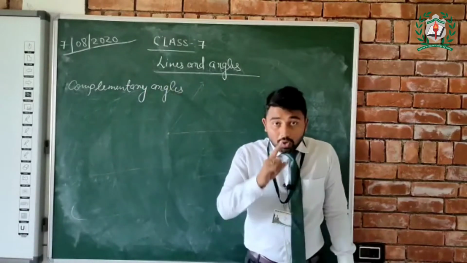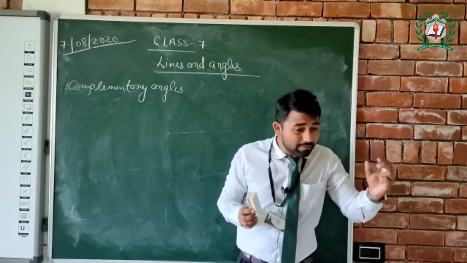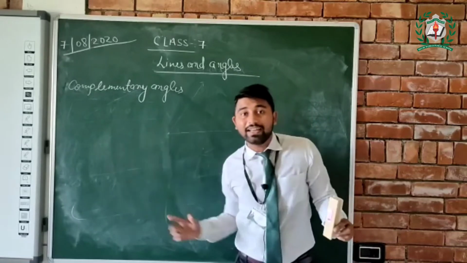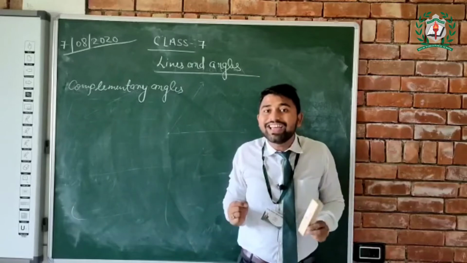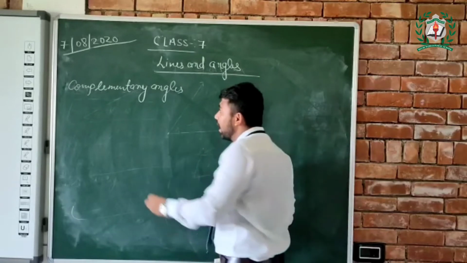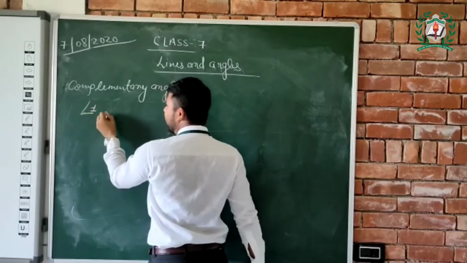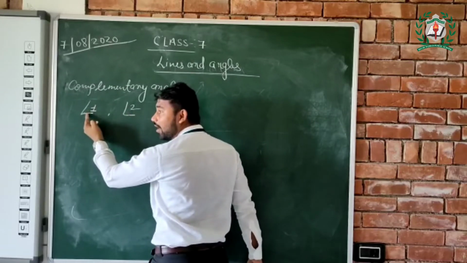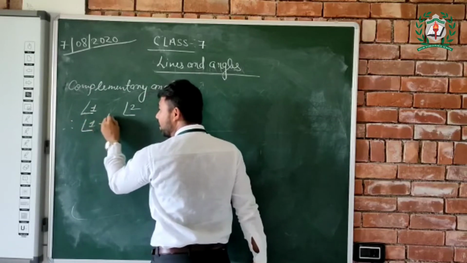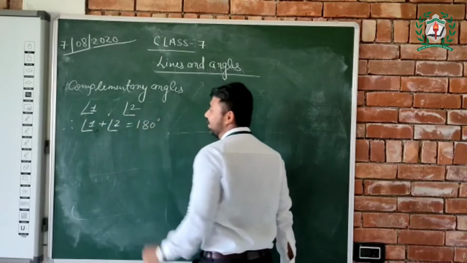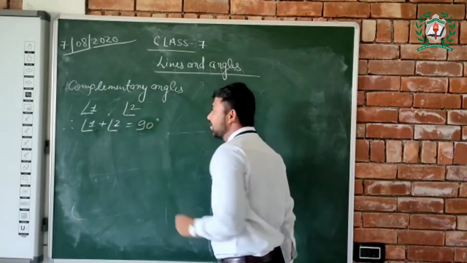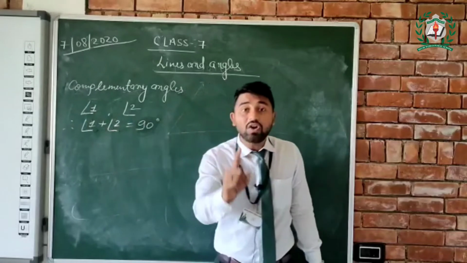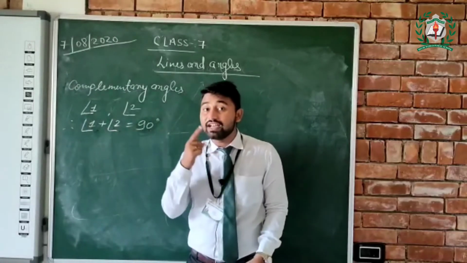What is a complementary angle? If you say the first angle is complementary to the second angle, it means the addition of both angles is 90 degrees. If angle 1 is a complementary angle of angle 2 and angle 2 is a complementary angle of angle 1, then angle 1 plus angle 2 is equal to 90 degrees.